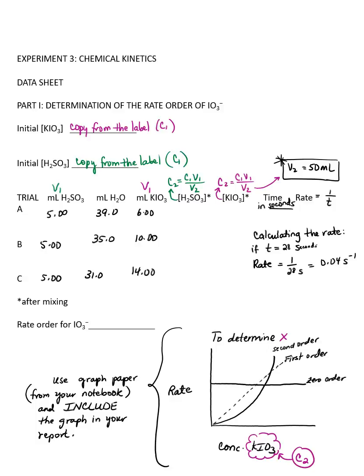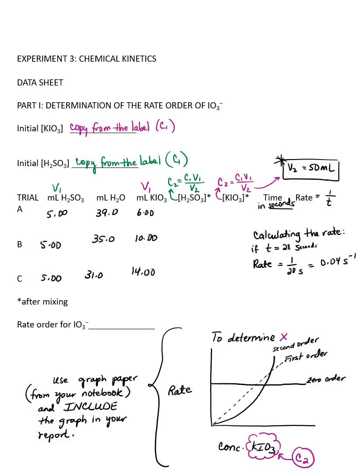Both of them are labeled as C1 because that will be your initial concentration. But you have 2 different solutions, so you have 2 different initial concentrations. So you have an initial concentration for the potassium iodide, that number from your label, and you have an initial concentration for the acid, that number you can copy from the label. I'm using the green one for the acid.